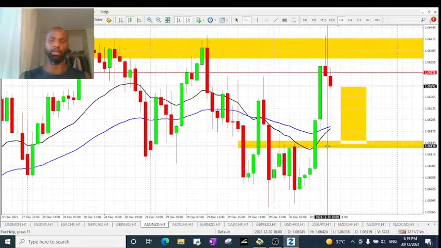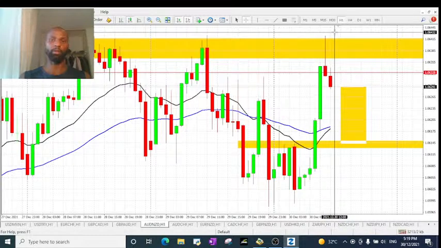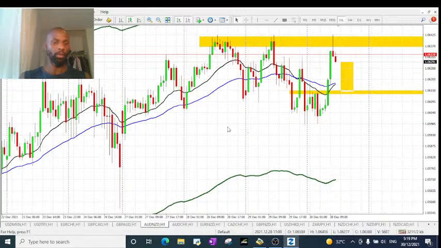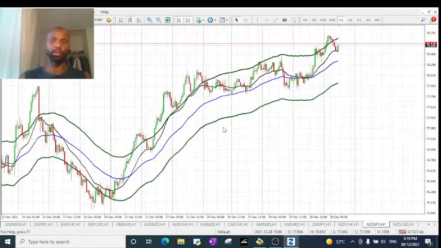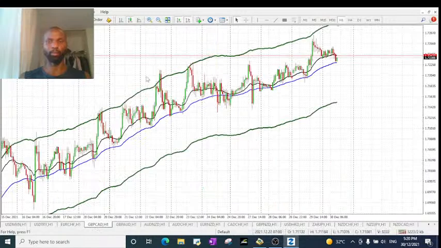So I get somewhere here or even somewhere here. Stop loss is above here. And yeah, let's see what happens. So like I said, I trade all the pairs, all of them. If there is a trade, I'm taking the trade. It doesn't matter which pair.